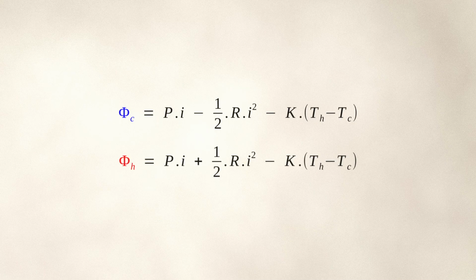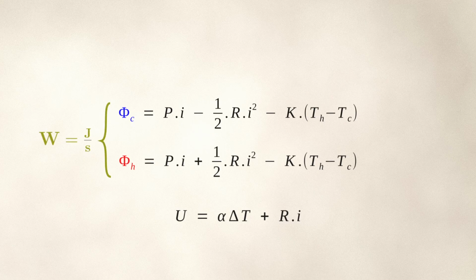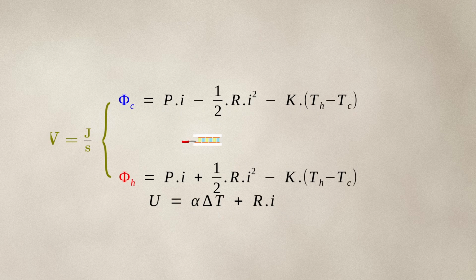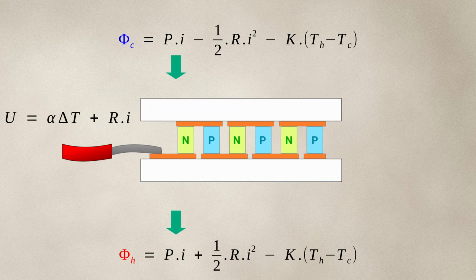The simplified equations for a Peltier module are the following. They give the heat fluxes on the hot side and on the cold side and the voltage across the module. Heat fluxes are expressed in watts, which is a quantity of energy per second. If we detail each contribution, we first see the thermoelectric effect, which is proportional to the current. Then the module has an intrinsic resistance resulting in joule heating given by R times I squared.